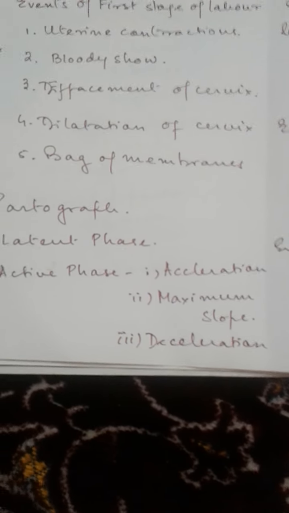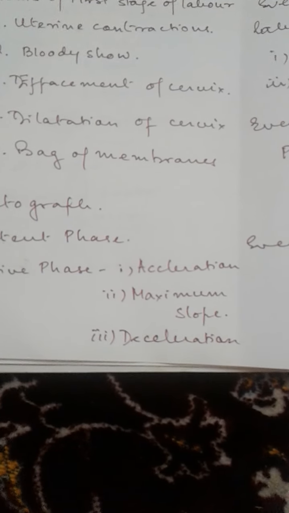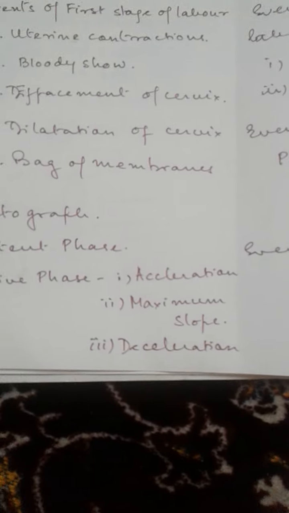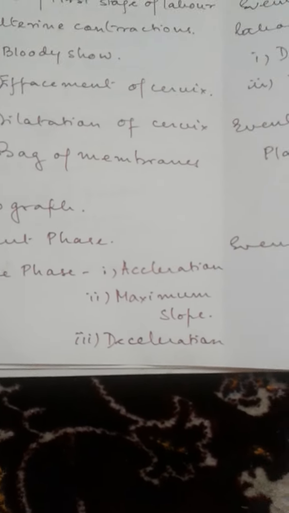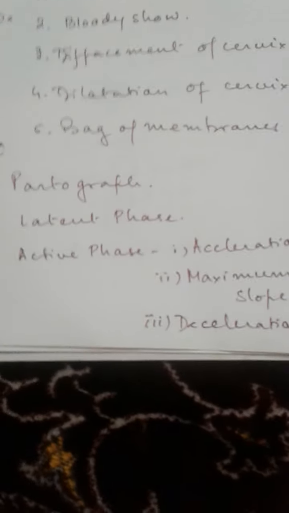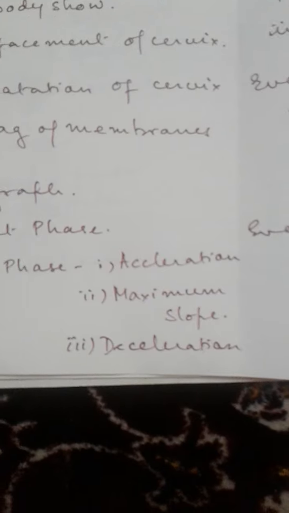The acceleration phase is that which includes when the cervix is 3 to 4 centimeters dilated. The stage of maximum slope is when it is 4 to 9 centimeters dilated, while the phase of deceleration is when it is 9 to 10 centimeters dilated.